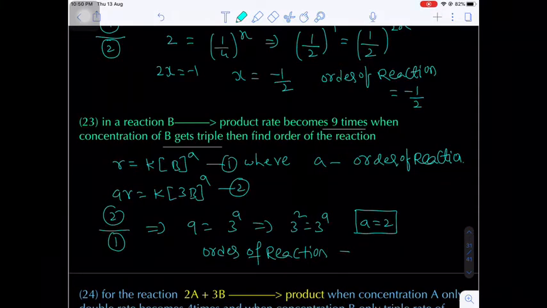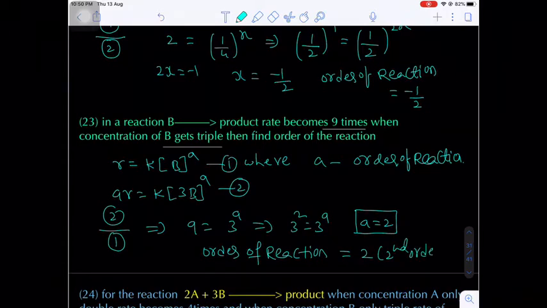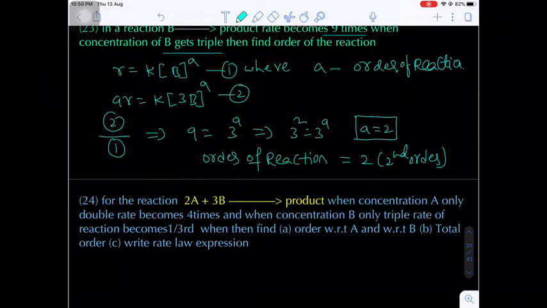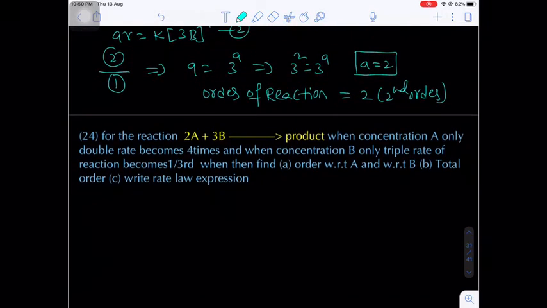Order of reaction is 2, that is called second order reaction. Which order reaction? Second order reaction. Now come to question number 24.